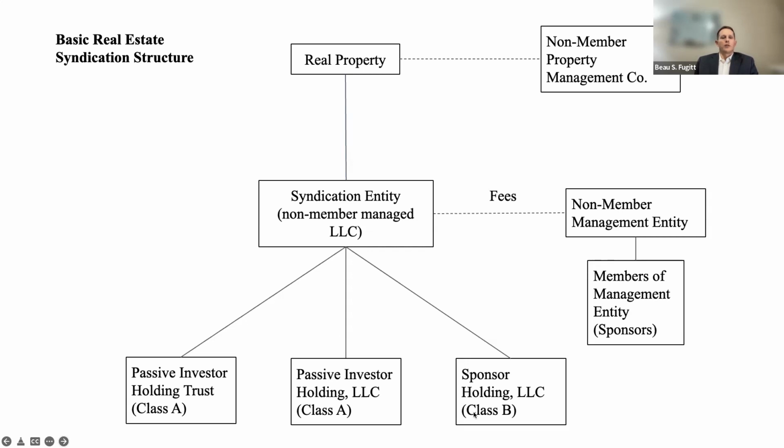Your sponsors, we call that a Class B, because typically that Class B is received based on the efforts the sponsor put into the deal, not necessarily money. A sponsor could also put in money and take a Class A share, for example. But anyways, that's the basic structure. Any questions on that before I move on?